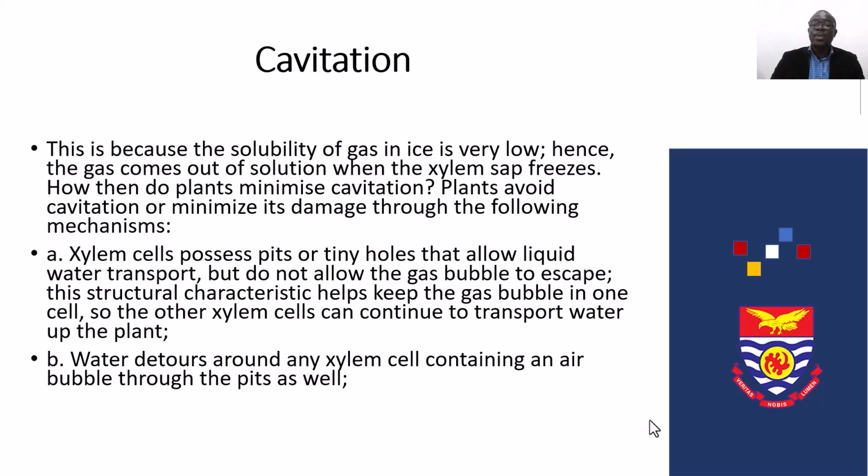How then do plants minimize cavitation? Plants avoid cavitation or minimize its damage through the following mechanisms. Xylem cells possess pits, or tiny holes, that allow liquid water transport but do not allow the gas bubble to escape. This structural characteristic helps contain the gas bubble in one cell so the other xylem cells can continue to transport water up the plant. Water detours around any xylem cell containing an air bubble through the pits as well.